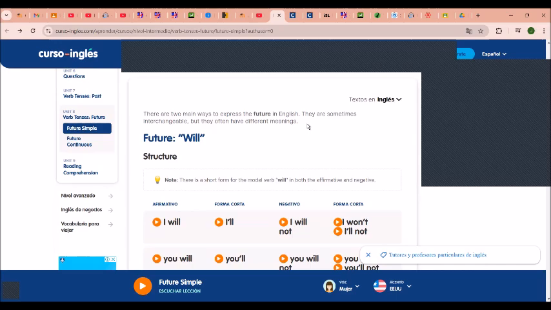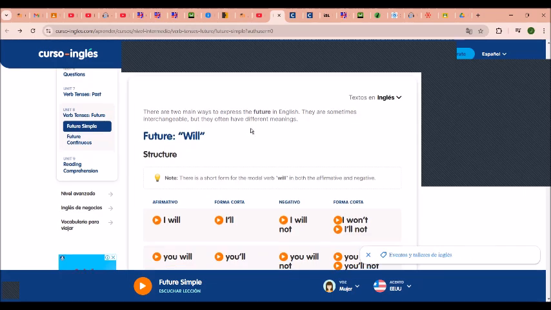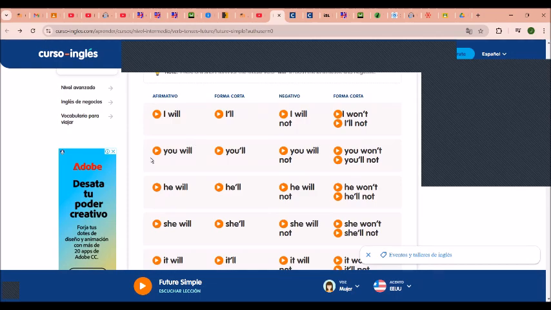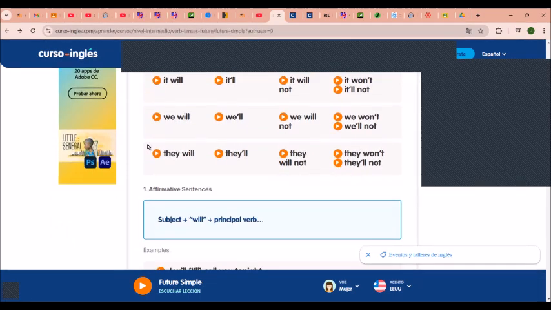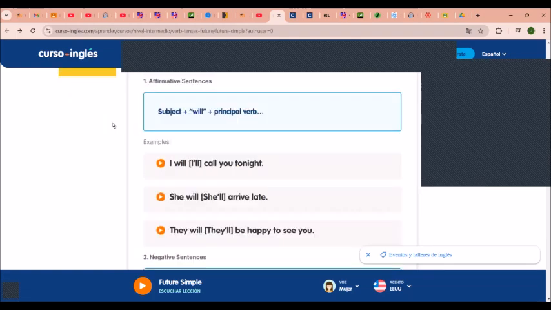Now, of course, there are different little changes that will have you selecting the right form of the future, which is not will. But with will, try to keep track of what you want to say about the next periods of time. All right, so in affirmative form, I will, you will, he will, she will, it will, we will, they will, and your verb. For example, I will call you, or she'll arrive, or they will be happy to see you. All right, that's the affirmative form.